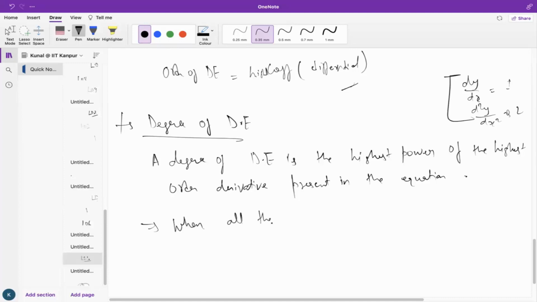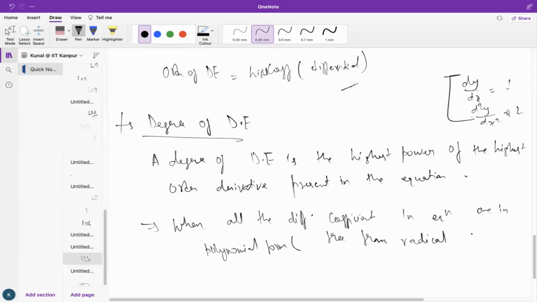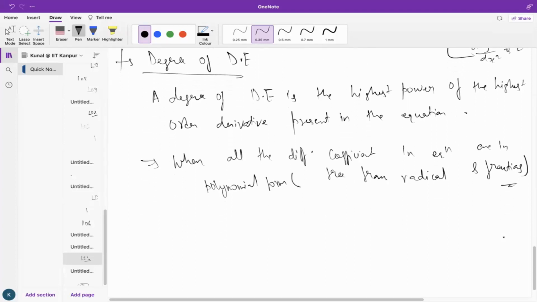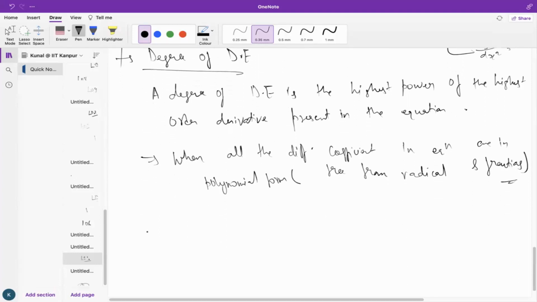When all the differential coefficients in the equation are in polynomial form, so free from radicals and fractions, this is the case. So when all the differential coefficients in the equation are in polynomial form, that means it's free from radicals and fractions. I hope these things were clear to you.